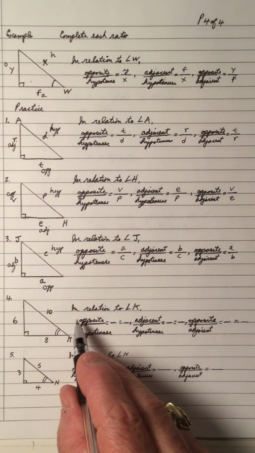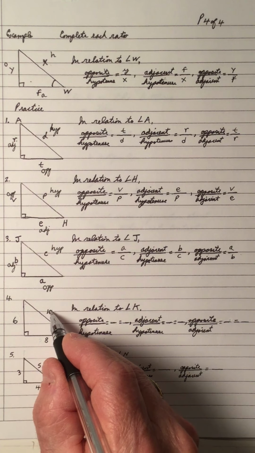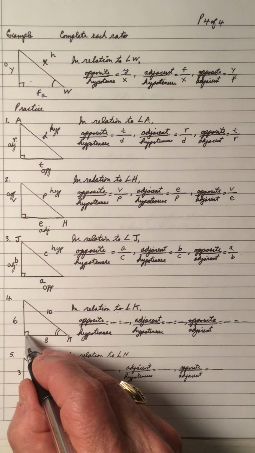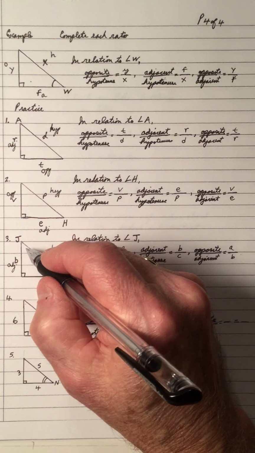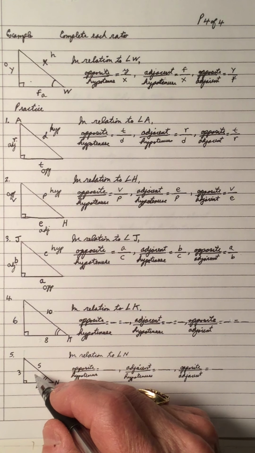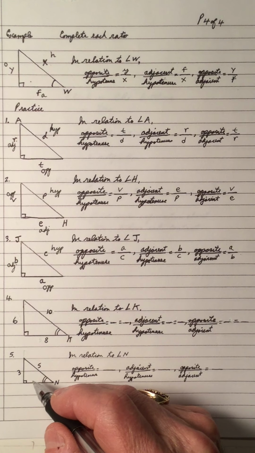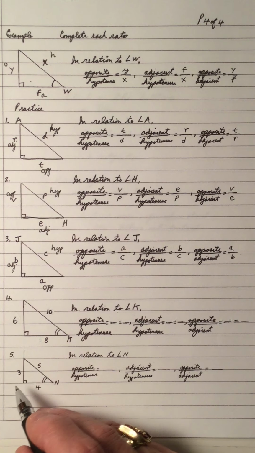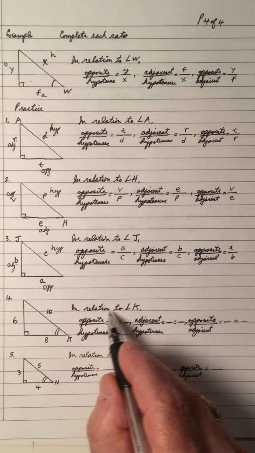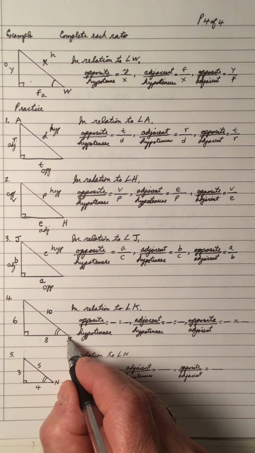Okay, number 4. We have a triangle which is 10, 8, and 6 for the sides with a right angle. Notice every triangle is a right triangle. This is right triangular trig. We're going to do trig later in later units when they're not right triangles, but we'll get there later in a higher grade. In relation to angle K, this is angle K.